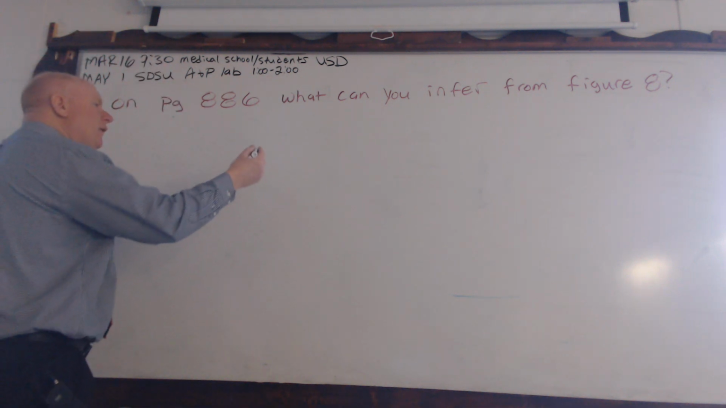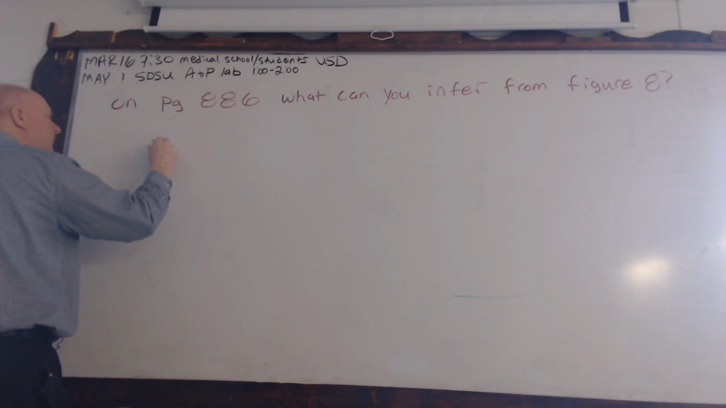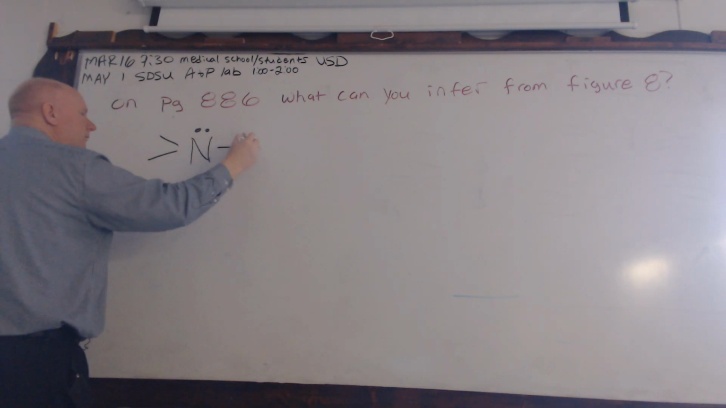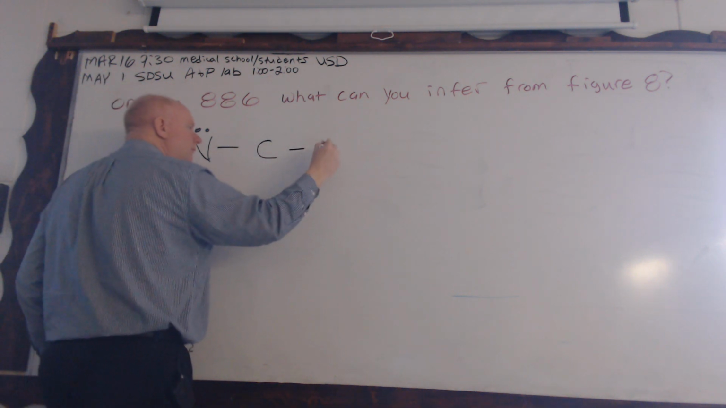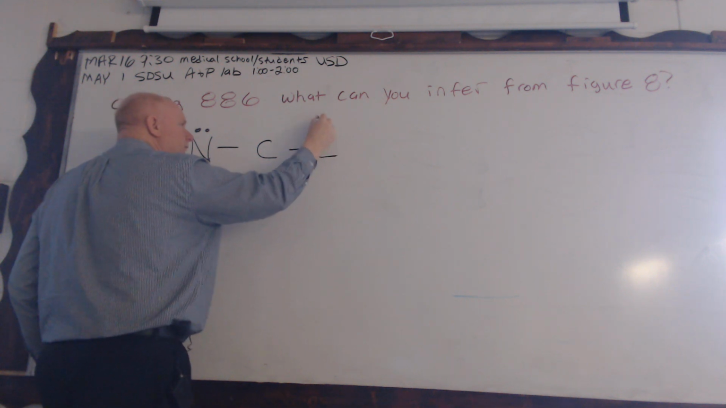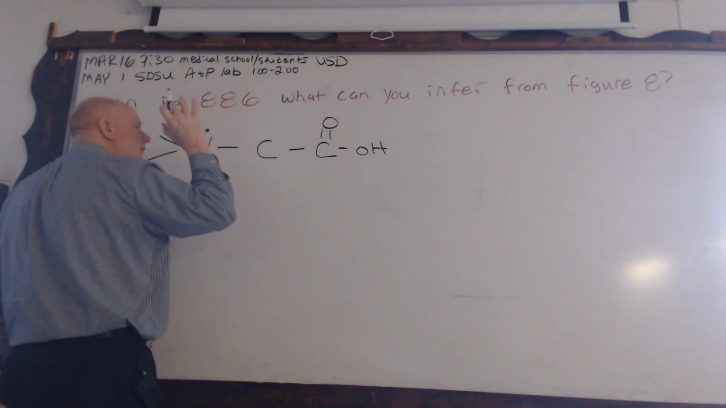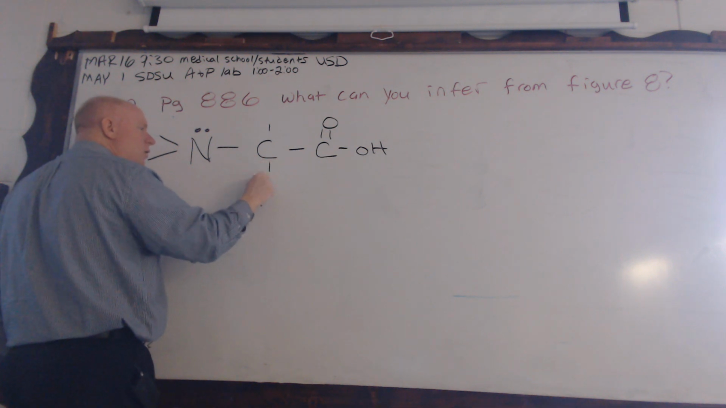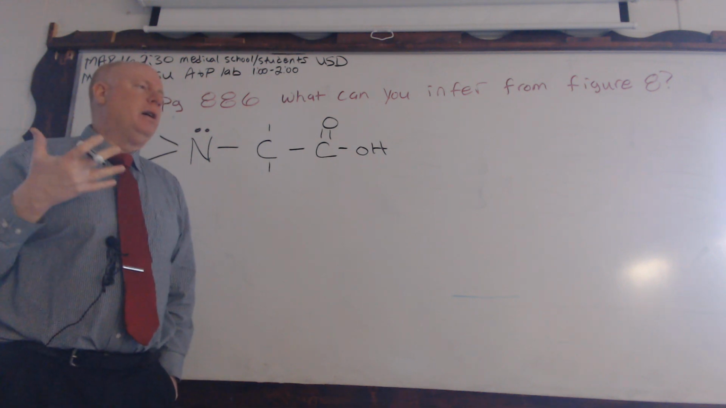Okay, so what we've learned so far. How do we start, left or right? Two dashes. And then whatever's bonded to here is how you keep them separate.